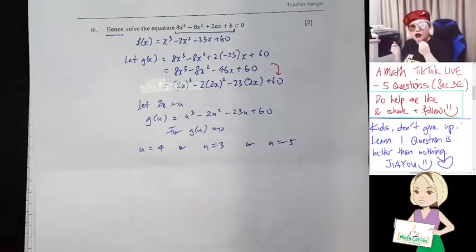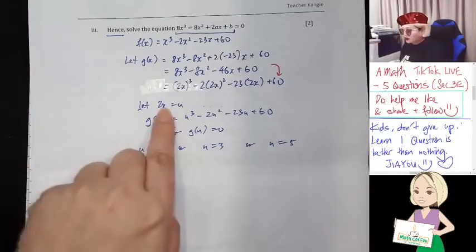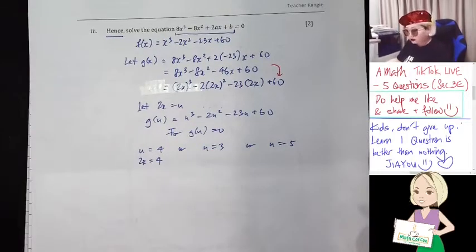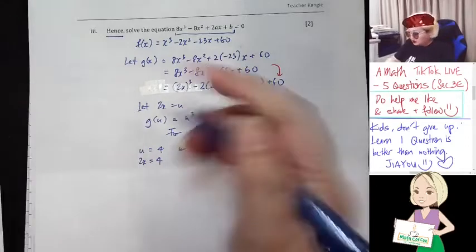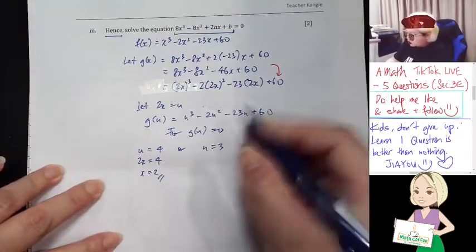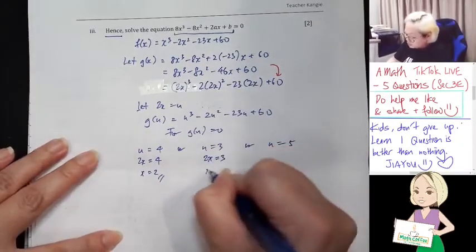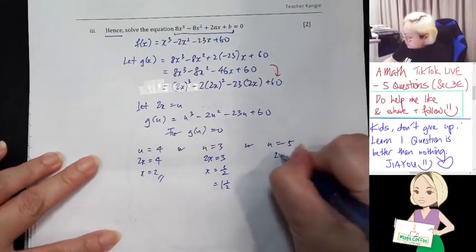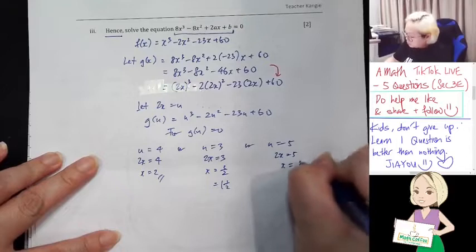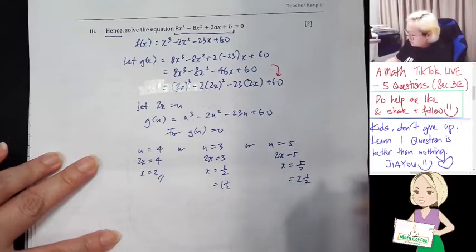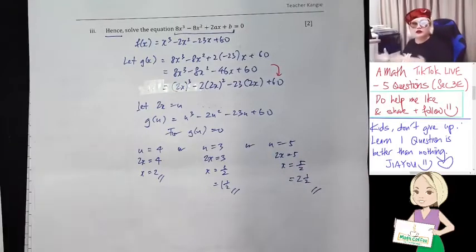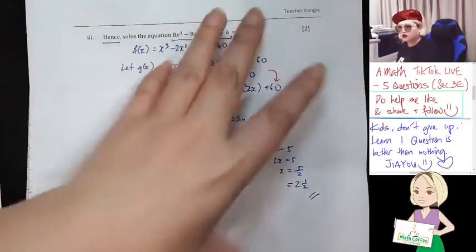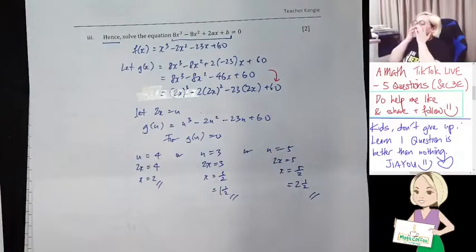Then now I pull back my u to become 2x. So 2x equals 4, which is x equals 2. My 2x equals 3, so my x equals 3 over 2. My 2x equals 5, so my x equals 5 over 2, so it's 2.5. Done. So this is how you link this kind of last part to the front part.